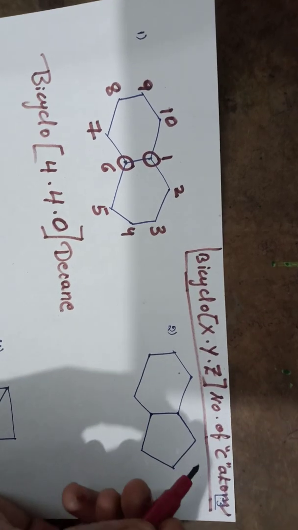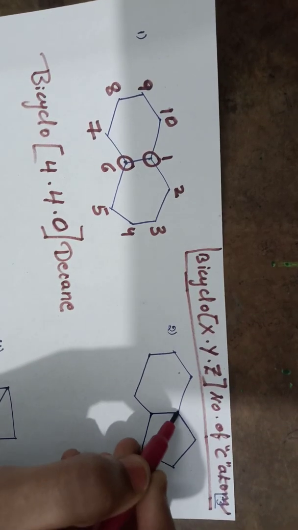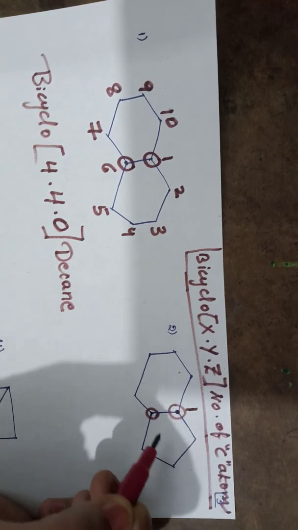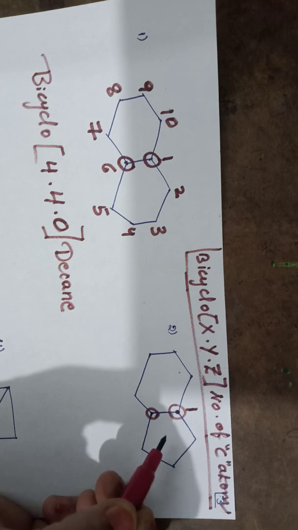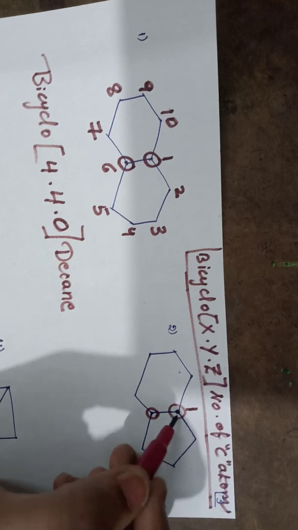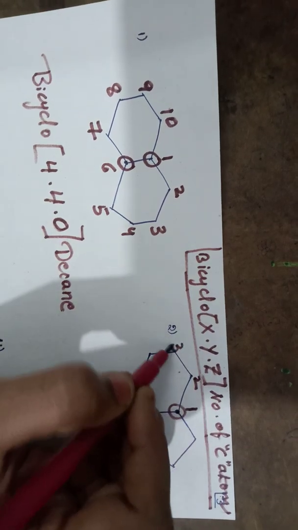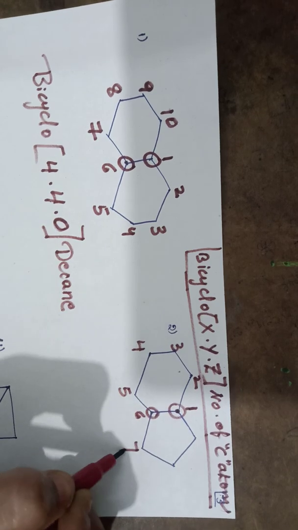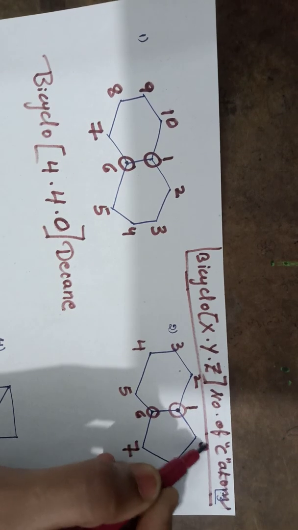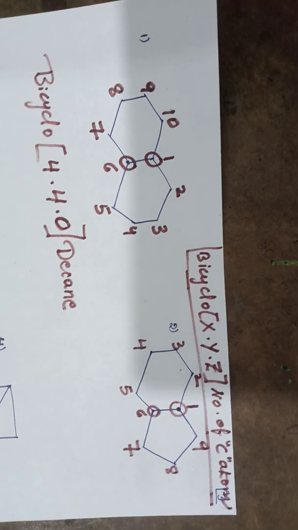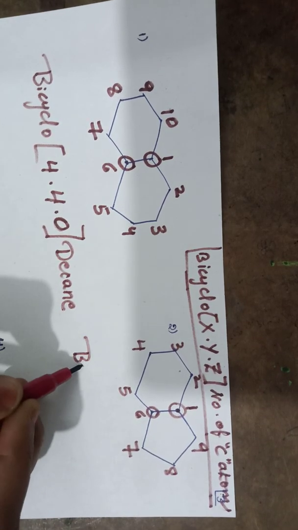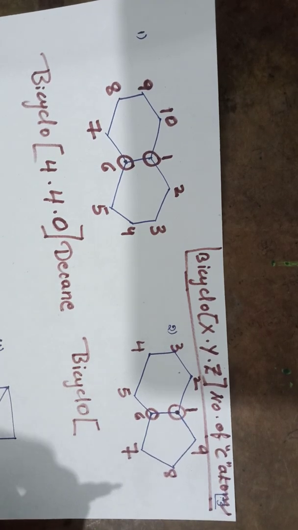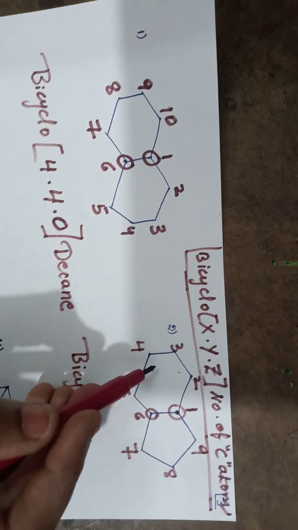Here also, first we have to start numbering from these bridging carbons. Yes, here the rings are of different size. The preference has to be given for the larger ring. So 1, 2, 3, 4, 5, 6, 7, 8 and 9. So the naming has to start as bicyclo X. X means in these two rings, this ring size is higher.